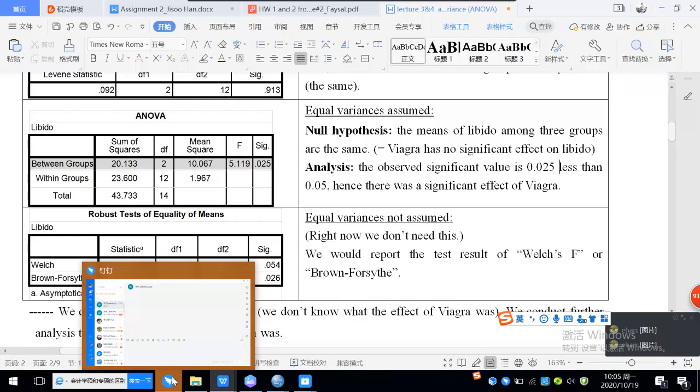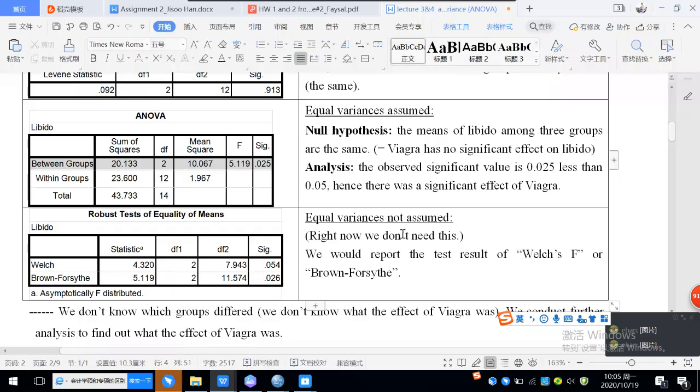Okay. So that's it for this lecture, let's have a break. And then we will continue the further study of one-way ANOVA.